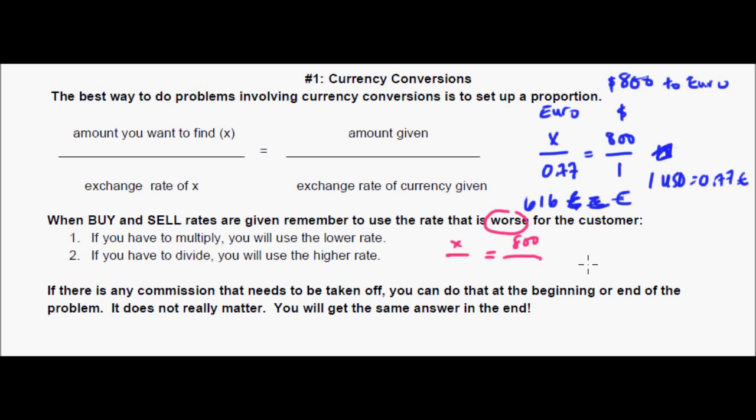Now, if there's any commission that needs to be taken off, you can do that at the beginning or end of the problem. It really doesn't matter. You just need to know how to take a percentage. Oftentimes they'll say something like 2%. So let's say you had 616 euros and the commission was 2%. You just do 616 times 0.02, which is 12.32. So that's the amount of euros you'd have to pay in commission.